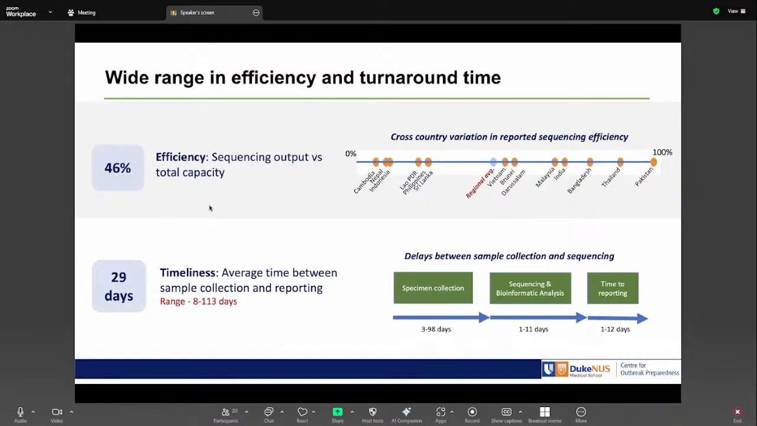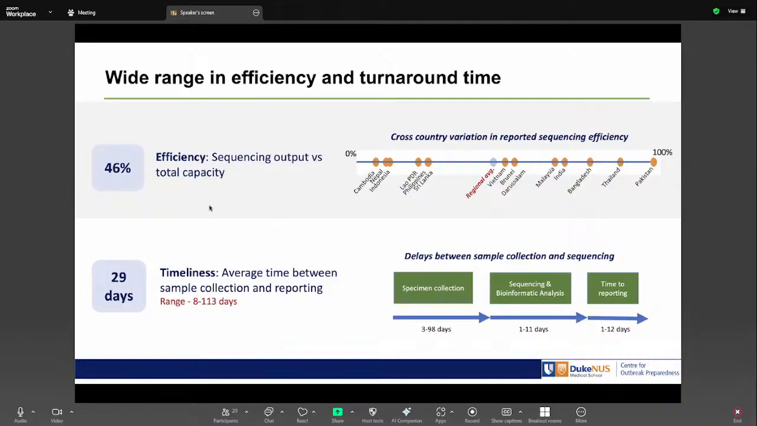But actually what we found was, for our region, at least the 13 countries that we did, going from sample taking in a patient to a sequence reported ranged from 8 days to 113 days. And on average, it was about 29 days. That's a lot. That's 1 month, on average.